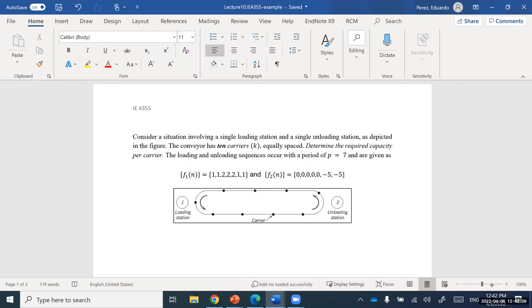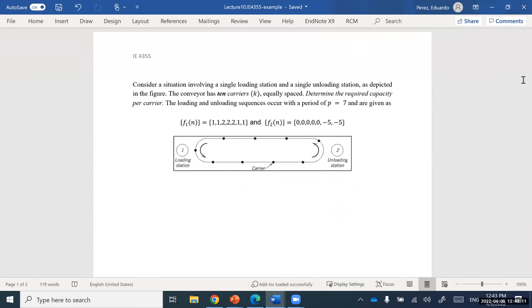We have this flow, loading and unloading sequences that also occur at P equals 7, and they are given here for F1 and F2. And again, it is the same system, but now we are designing for a problem in which we have, instead of nine carriers, 10. So let's see how we can address this problem. I'll let you work on this for, let's say, about 10 minutes, and then we can start answering some questions.